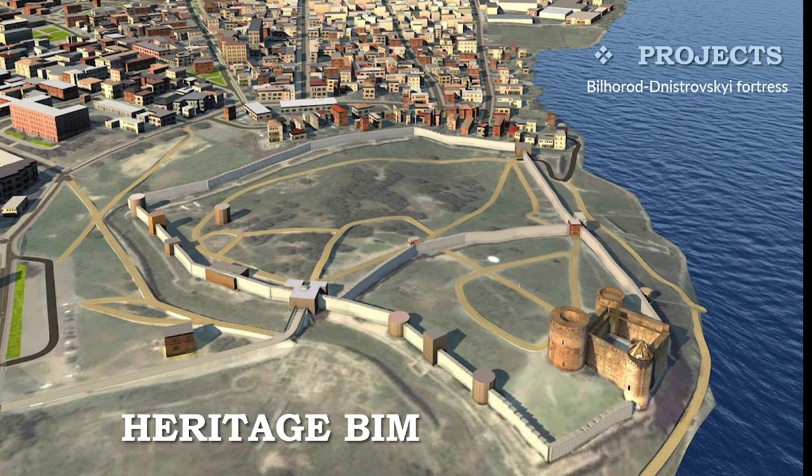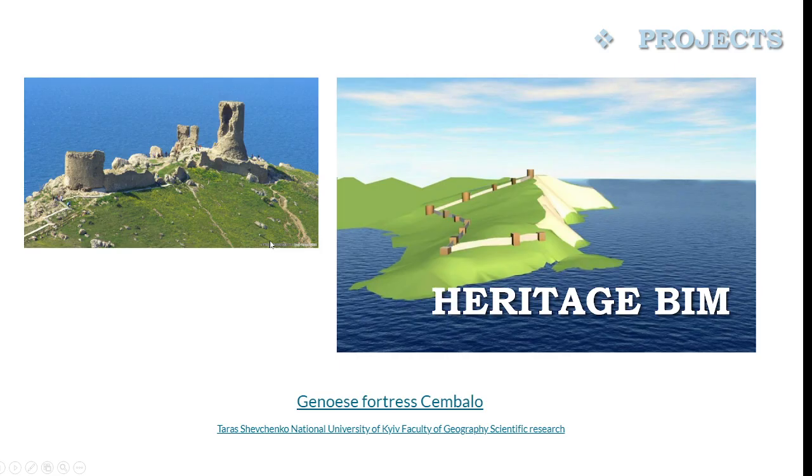Other projects in the direction of BIM heritage. In this case, the project was implemented on the shore of a bay on the Black Sea, at a historical fortress. The purpose of the project was to help a local company create special lighting for the territory of the fortress to solve touristic tasks.